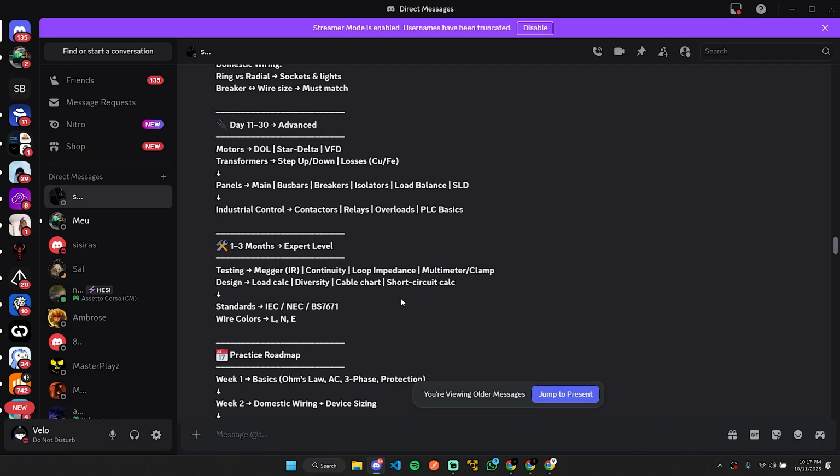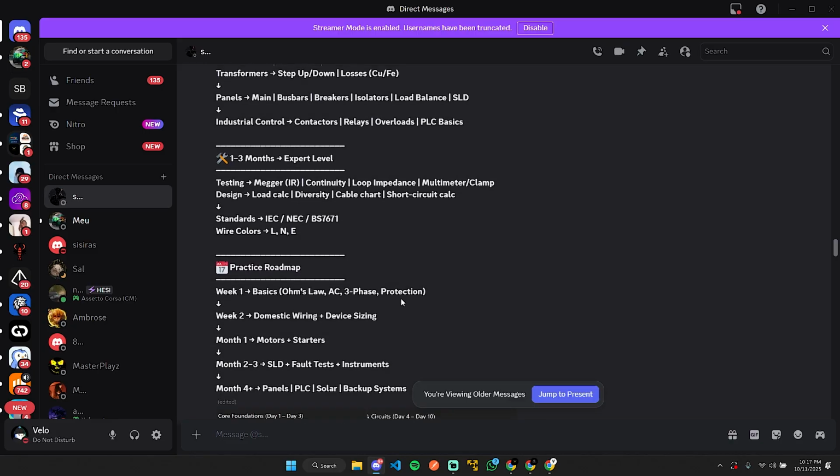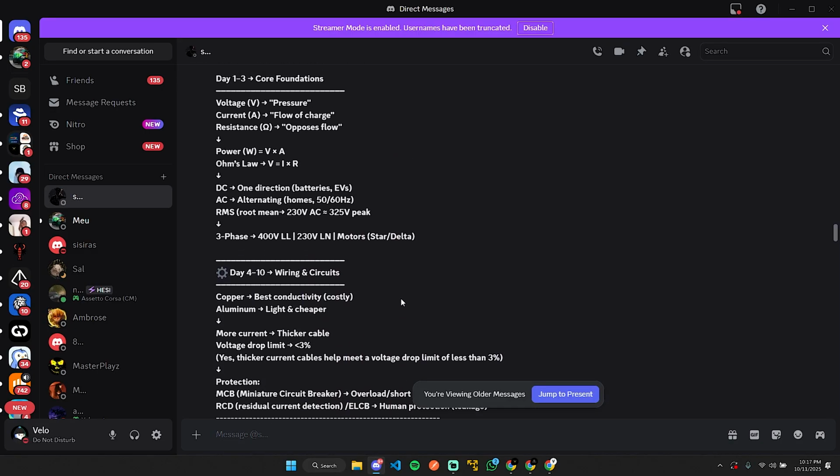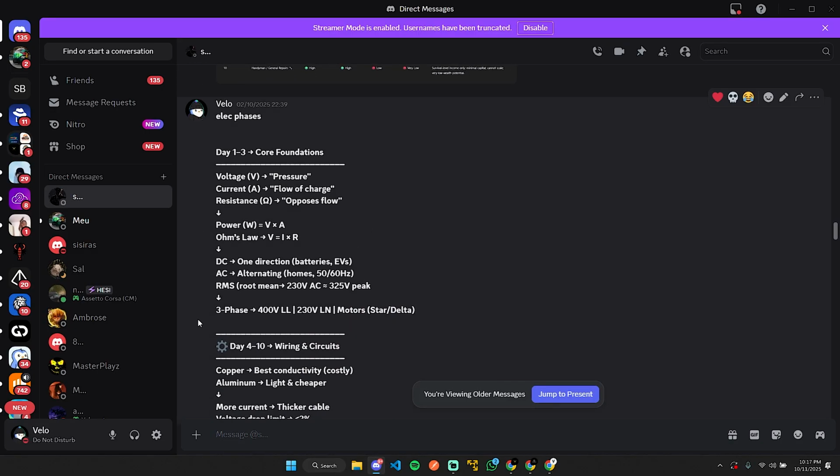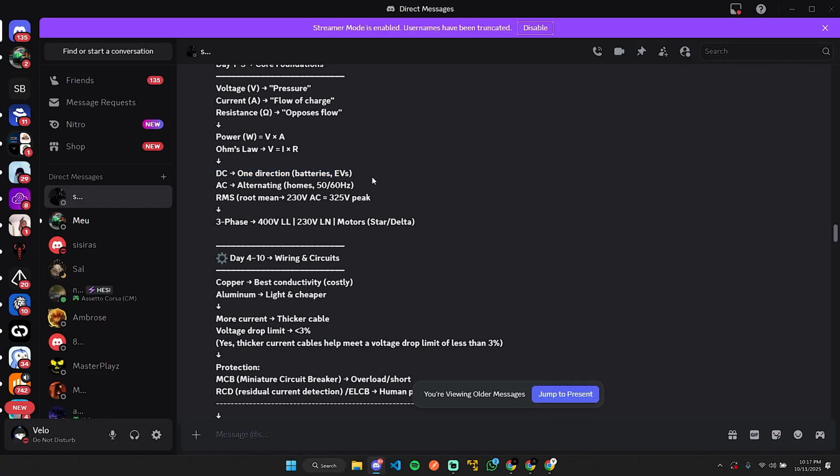Alright, well, we can do this in 3 months, for sure. Let's get expert in 3 months. Let's quickly master this part. So we know these, right? One direction, which is like batteries and EVs. And alternating, which is homes, at 50-60 hertz, because it keeps changing direction back and forth. Batteries flow in one direction, positive to negative.